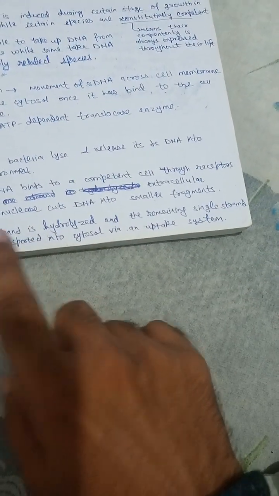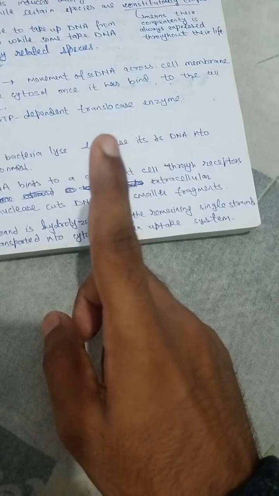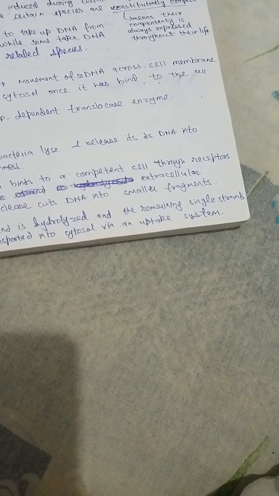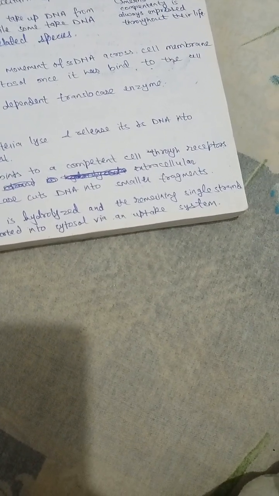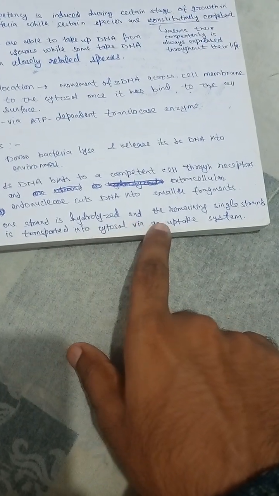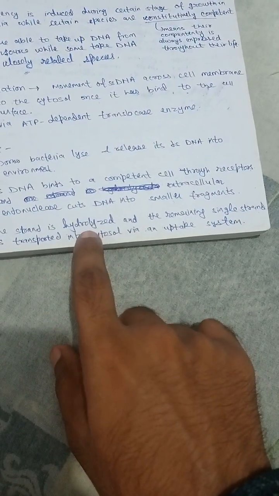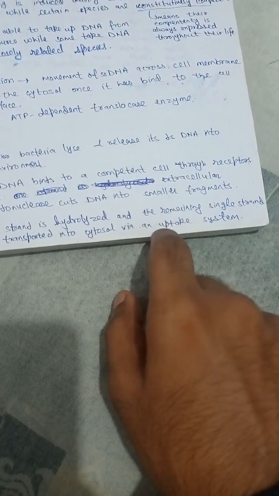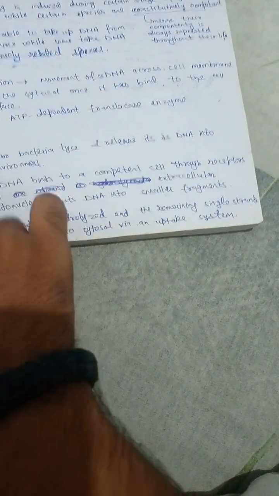Now always remember that in transformation only a single strand of DNA is taken up by the cell, but the double-stranded DNA binds to the cell surface. Now the double-stranded DNA has bound and the single-stranded DNA has to be taken up, so one strand has to be degraded. The next step is one strand is hydrolyzed or degraded and the remaining single strand is transported into the cytosol by an uptake system. So one strand will be degraded and the remaining single strand will be taken into the cytoplasm by an uptake system. There is a presence of an uptake system in the cell envelope of the bacterial cell.